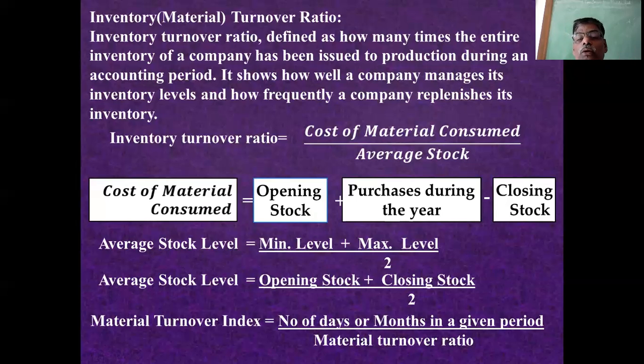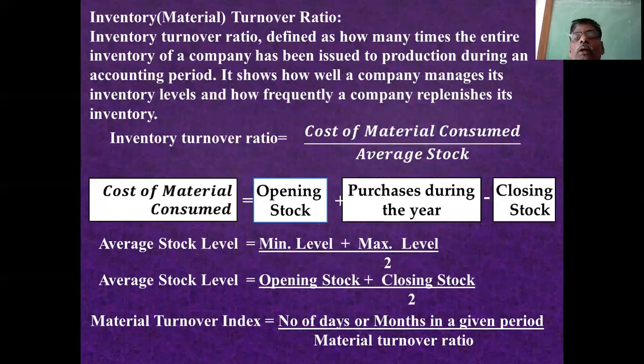This is calculated on the basis of number of days or number of months or number of weeks as per the given information. If the problem is based on days, you take the days. If the problem is based on months, you take the months. If the problem is based on years, you take the years and divide by material turnover ratio.